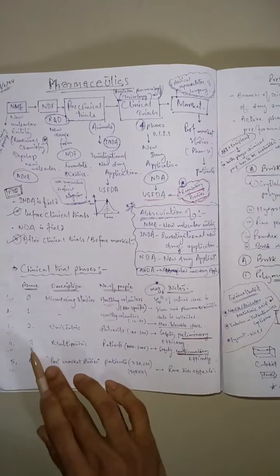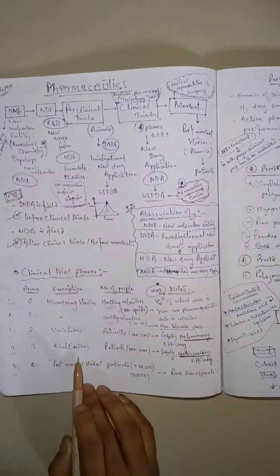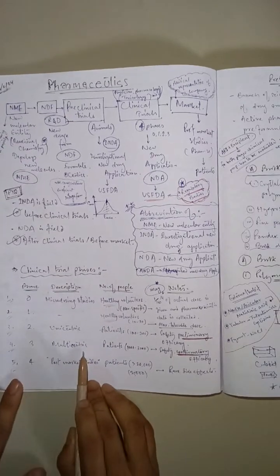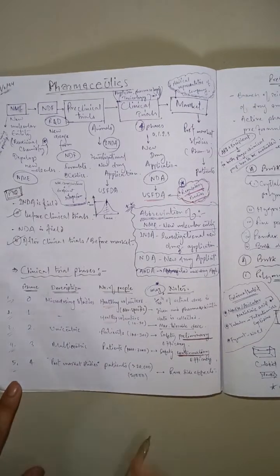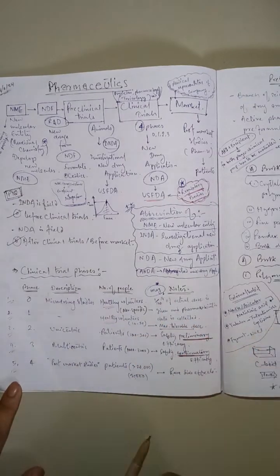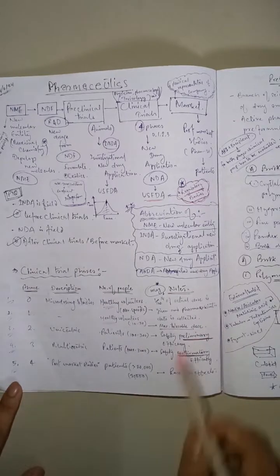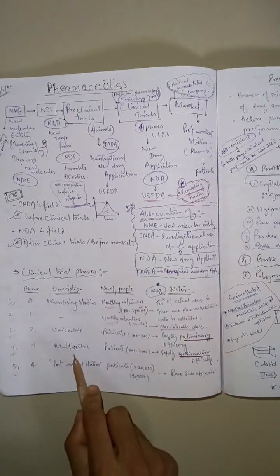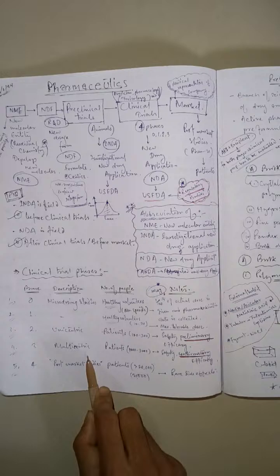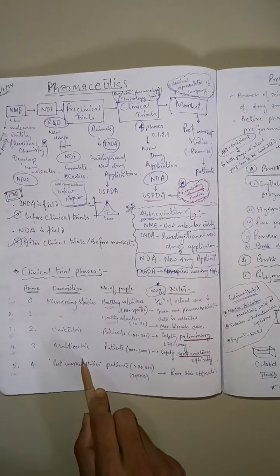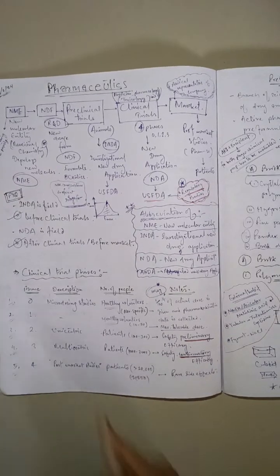After that, phase 3 is done. Phase 3 is multicentric studies, so it is done in different areas. After that, what will happen? The drug will be distributed to other parts, other government areas. It will be given to Telangana, Tamil Nadu, Hyderabad, Karnataka, Guwahati, and then this drug will be used on different patients.